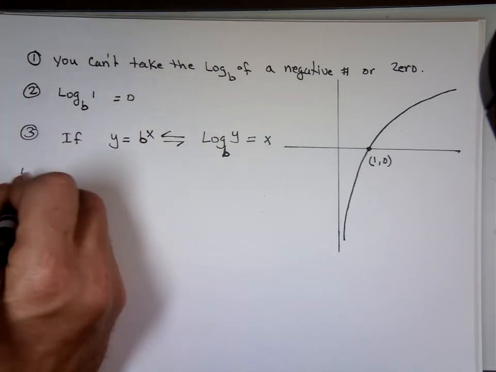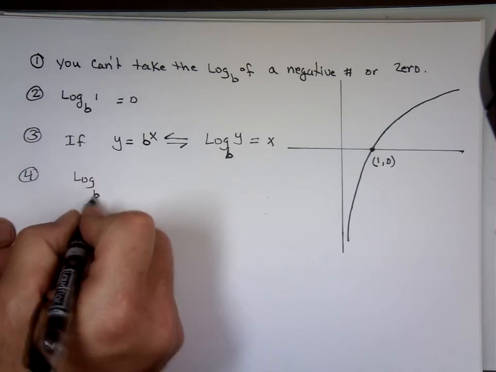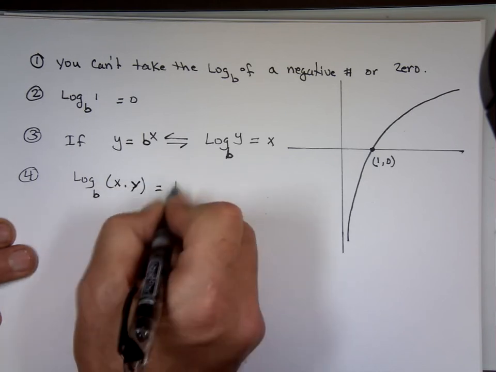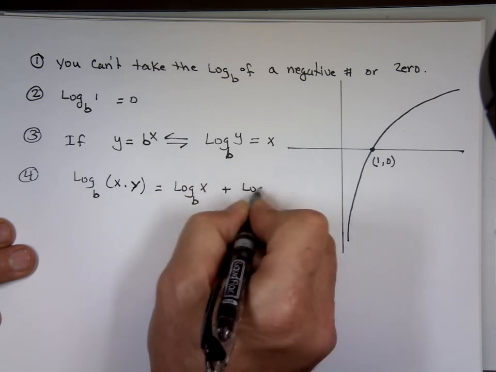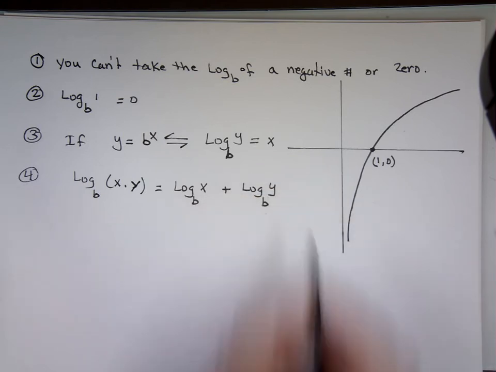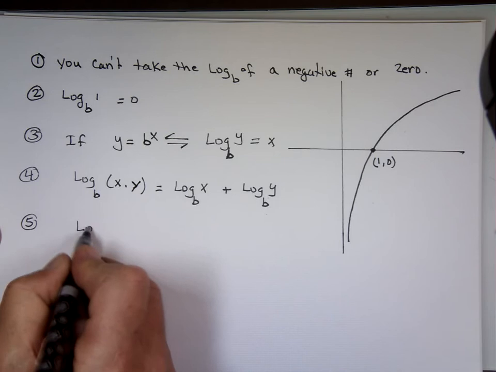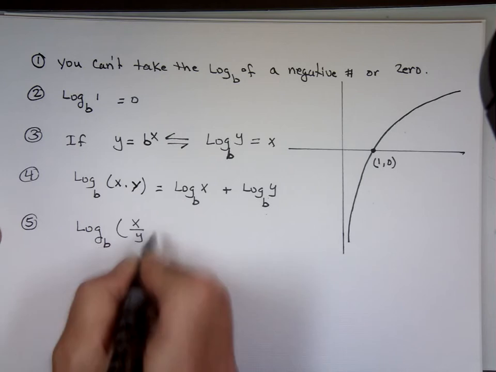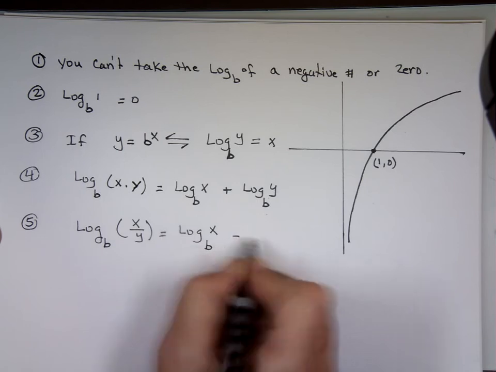Rule number 4. If we have the log of any base of x times y, you can break it down to what? Log of x plus log of y. Rule number 5. If you have division, that's log of x minus log of y.